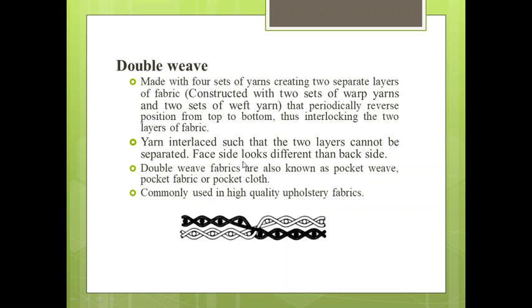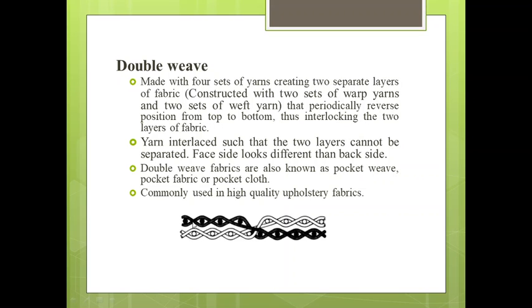Another category in woven double cloth is double weave. Now unlike in double cloth where 5 sets of yarn are used, here this double weave is made with 4 sets of yarn, creating 2 separate layers of fabric. These are constructed with 2 sets of warp yarn and 2 sets of weft yarn that periodically reverse position from top to bottom, thus interlocking the 2 layers of fabric.